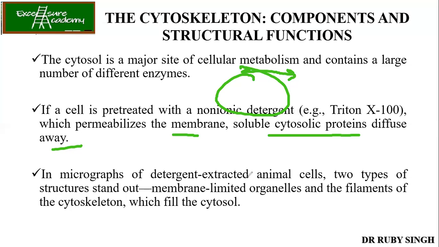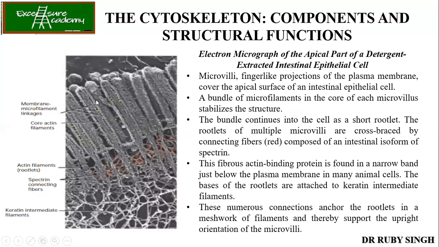Now, in order to understand how the cytoskeleton looks, electron micrographs were taken of the detergent-extracted animal cells. So two types of structures were found: one is membrane-limited organelles, and the other is the filaments of the cytoskeleton. Okay, so let's see how the electron micrograph looks. So this is your electron micrograph. Now once you see it for the first time, it won't be clear to us, right? So we'll go one by one.